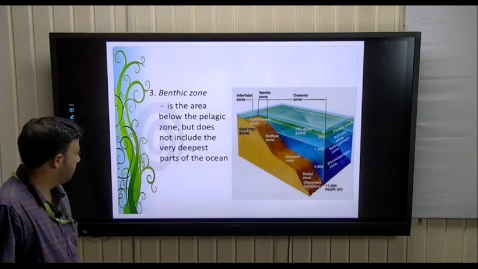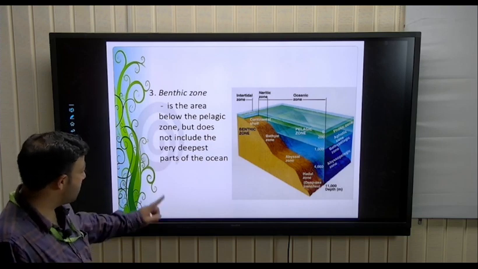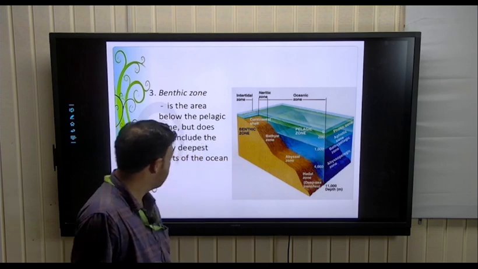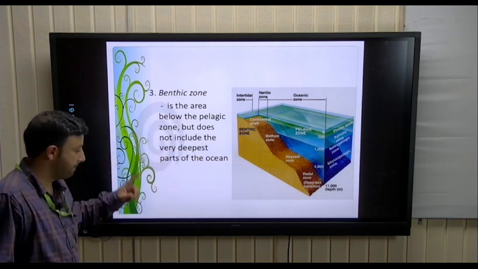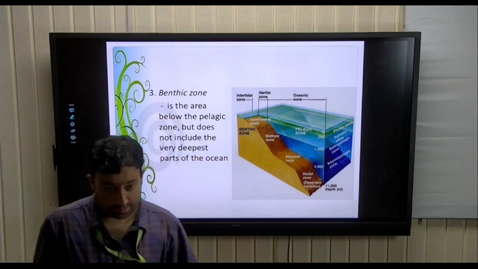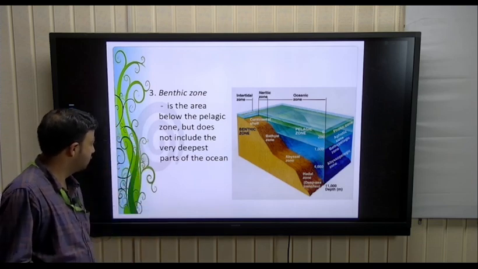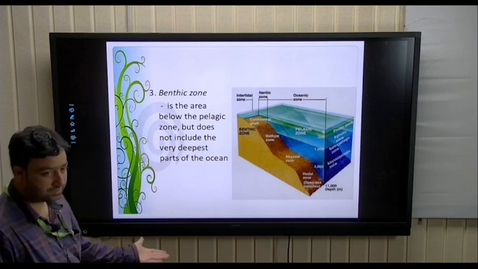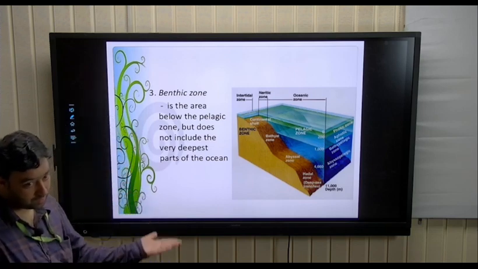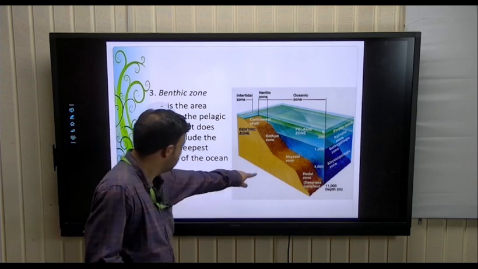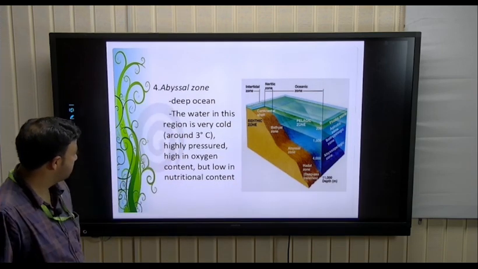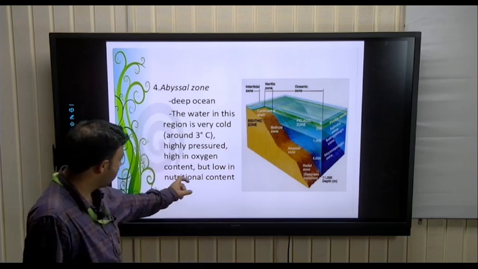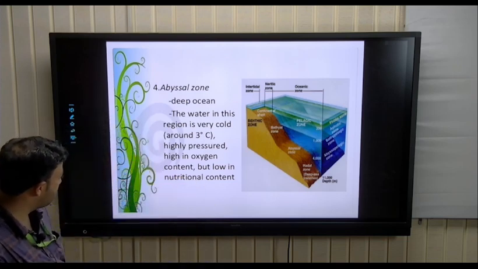Number 3 is the benthic zone. It is the area below the pelagic zone, but it is not the deepest part of the ocean. Okay. Abyssal zone, it is the deepest part of the ocean, as in the figure.